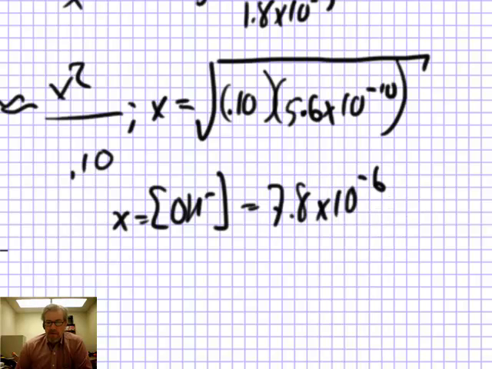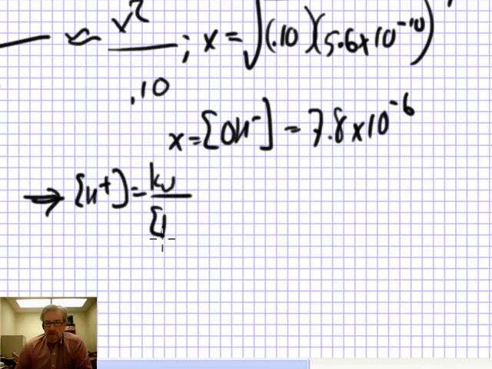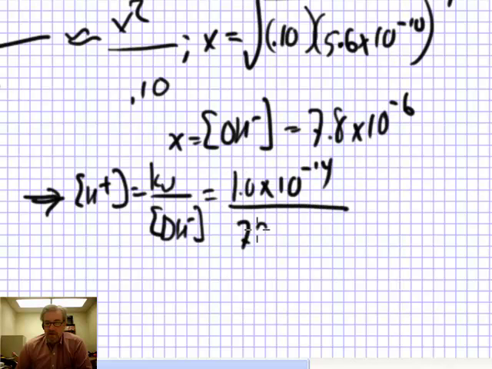Now that we know that, we can find the H plus concentration. The H plus concentration is going to be just Kw divided by the OH minus concentration. So 1 times 10 to the negative 14th divided by 7.8 times 10 to the minus 6th. And that turns out to be 1.4 times 10 to the minus 9th.